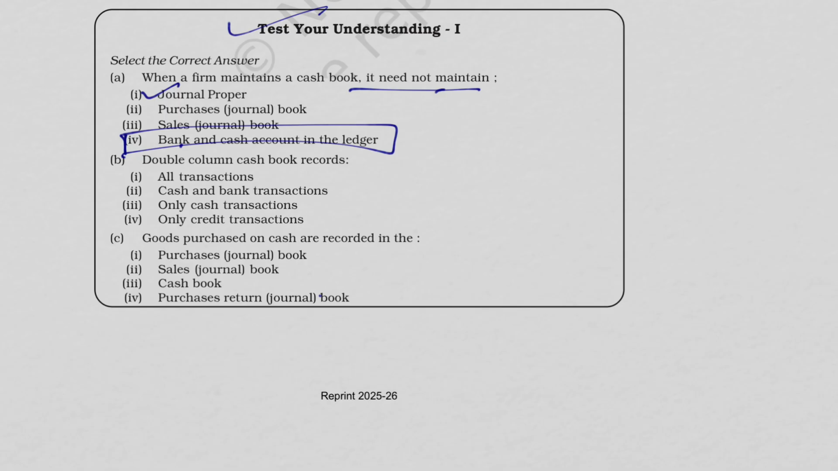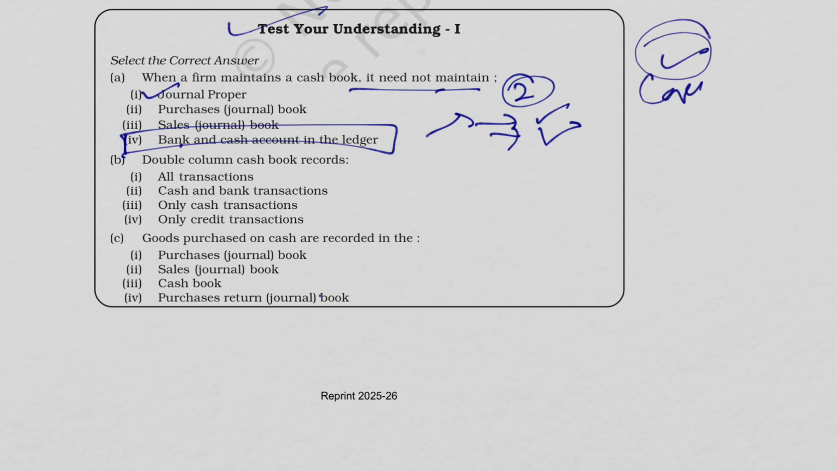So we know that cash book basically serves two purposes. It is a book of original entry and it is also a ledger account for cash and bank in case of double column. Therefore, when cash book is maintained, separate cash account as well as bank account is not required in the ledger. However, journal proper is still required. Purchase book and sales books are still required.